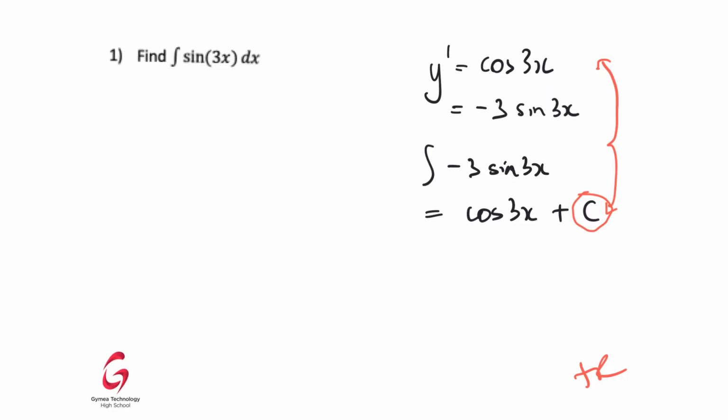Now, in our first example here, it's not quite the same. It's not minus 3 sine 3x. We're finding the integral of sine 3x. So let's think about what the answer would be if it were minus 3 sine 3x. We'd get an answer of cos 3x plus c. Now what's missing comparing this to this? What's the missing part? Yeah, that's right, it's this minus 3 at the front.